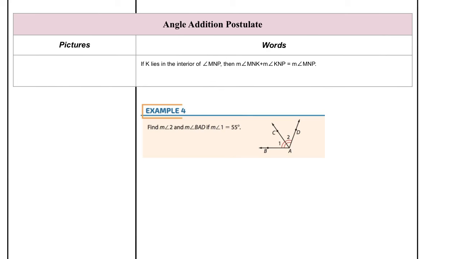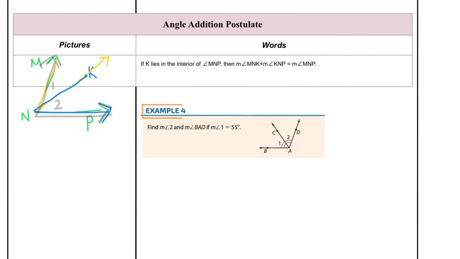The angle addition postulate states if K lies in the interior of angle MNP. So let's draw this. Here's M and P. Now it doesn't matter if my M and P are switched, it's okay. And if K lies within the interior, so here's my point K, then the measure of angle MNK plus the measure of angle KNP is equal to the total measure of the large angle MNP. It basically says if you take angle 1 and you add it up with angle 2, it gives you the entire large angle. So let's look at example 4.